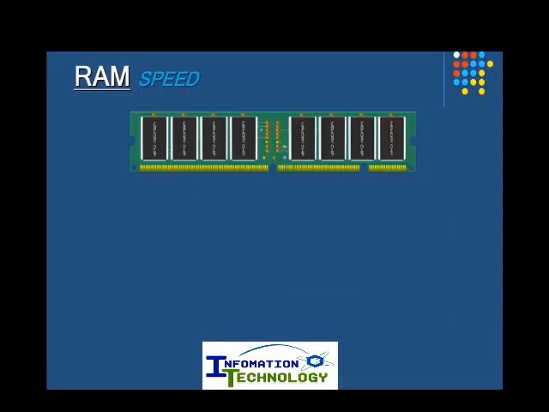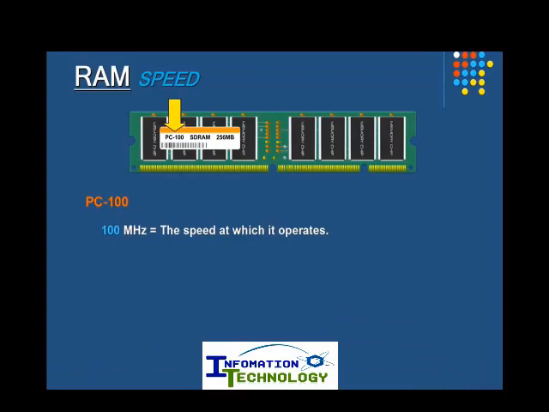SDRAM is rated at different speeds. For example, a stick of SDRAM could be labeled PC100. The 100 equals the speed at which it operates, which is 100 megahertz.